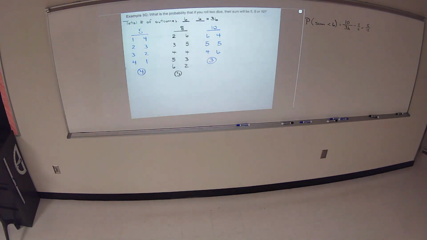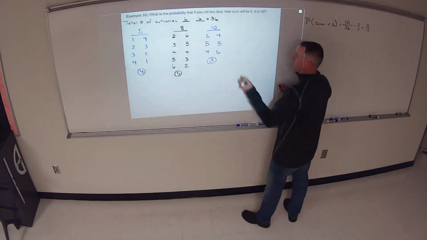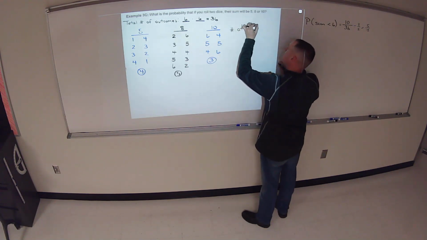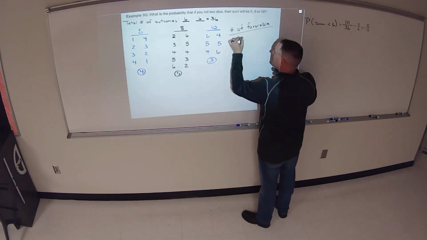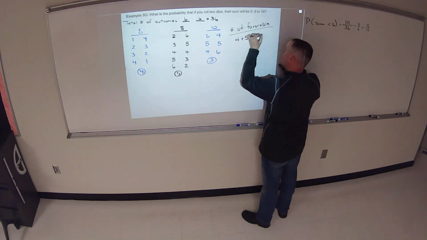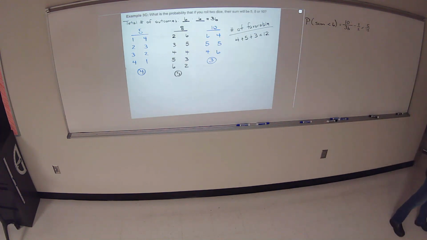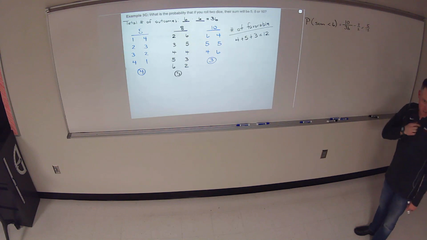So if I want to know the probability that I'm going to roll a 5, 8, or 10, we now need to find the number of favorable outcomes using our addition principle. 4 plus 5 plus 3 is 12. Everybody see how we got 12? Now, what do we know about our total? It's still 36 for the same reason it was above. You had 6 outcomes for the first one, 6 outcomes for the second. That's a total of 36 outcomes.